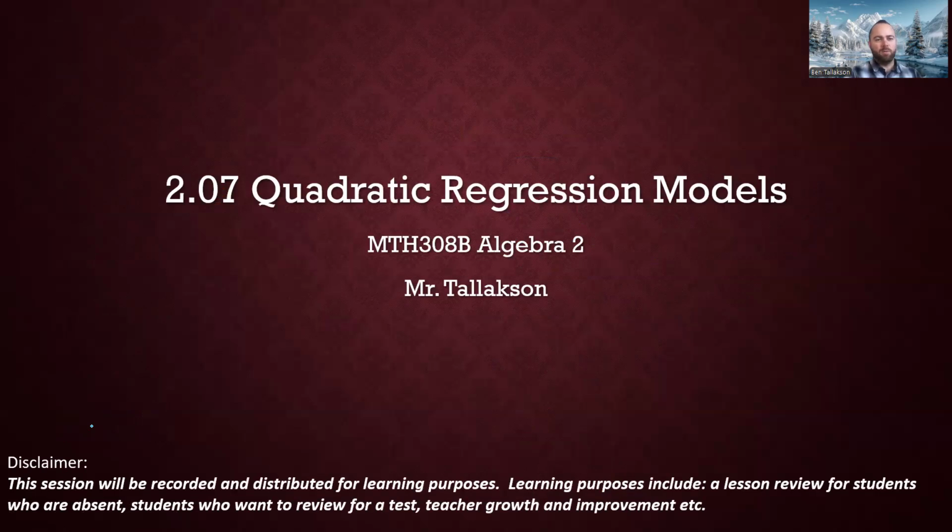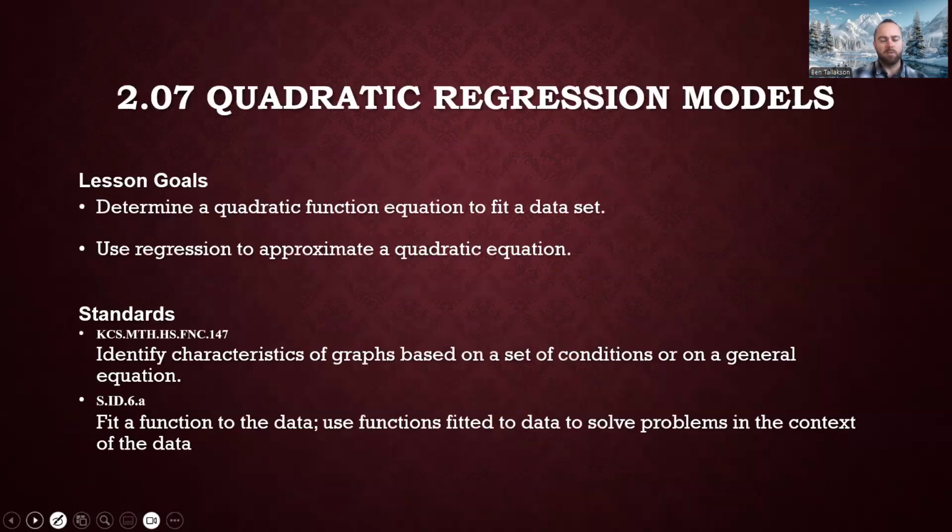Now that we're nice and warmed up, it's time to look at 2.07 quadratic regression models. So our goals with this are to determine a quadratic function equation to fit a data set. So today we're going to see data in tables and use regression to approximate a quadratic equation.